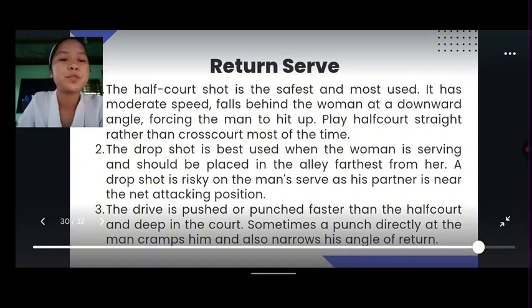So the drive is a push or punch faster than the half court and deep in the court. Sometimes a punch directly at the man cramps him and also narrows his angle of return. So a drive is a fast, flat shot that can pressure the opponent and limit the return options. So hitting it directly at the male player can make it harder for him to respond effectively.